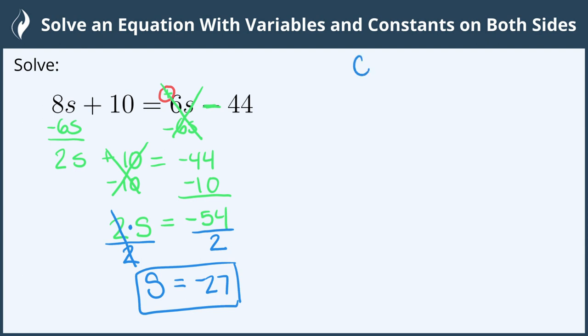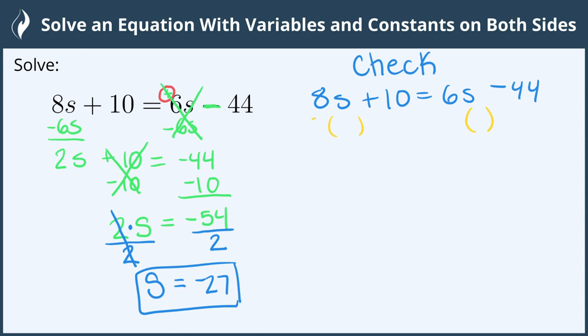But we always want to check our answers just to make sure that we did all of the operations correctly. So we substitute it back into the original problem. 8s plus 10 equals 6s minus 44. And then we substitute it into every time we see the variable. So we'll have 8 times negative 27. And we always replace the variable with parentheses. This helps keep all of the operations and the signs clearly indicated.